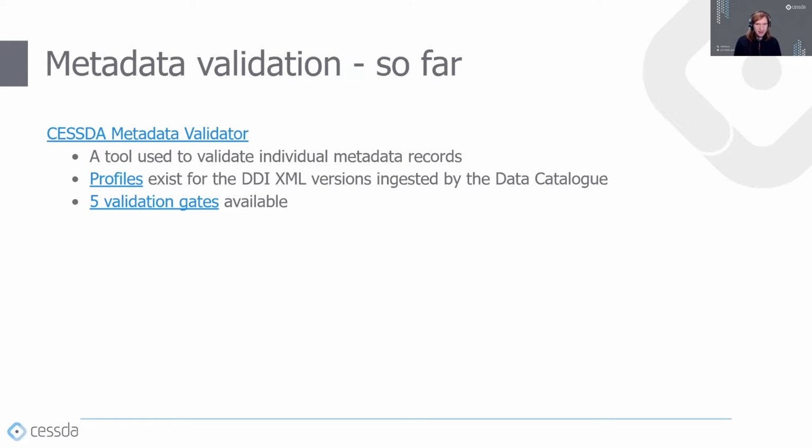So what's the story so far? We've introduced a tool called the CESSDA Metadata Validator, which can be used to validate individual metadata records. Using what's known as profiles, you can validate a metadata record, and these profiles define various constraints within them. These constraints are described by semantic definition as well as XML representation and example usage. And these constraints are assigned to 5 predefined validation gates of varying levels of strictness. They go from basic, which is the least strict, to strict, which is very strict.